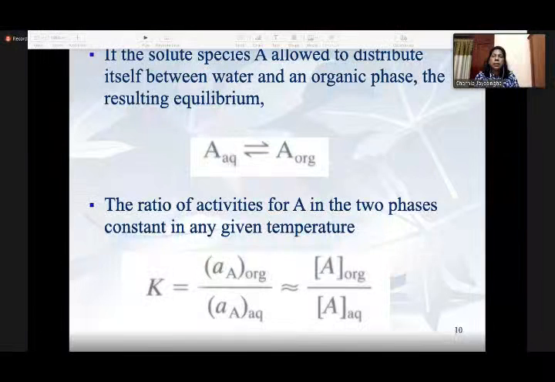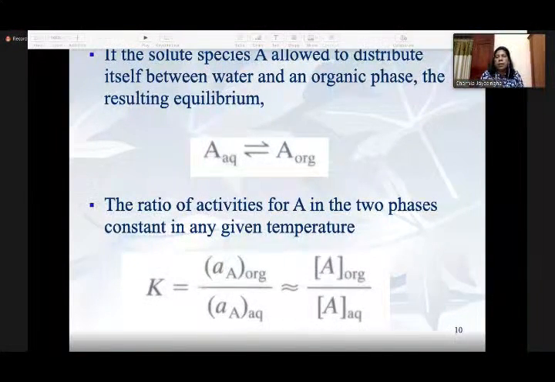If the solute species A is allowed to distribute itself between water and an organic phase, the resulting equilibrium means once they come to the equilibrium level, the species A in the aqueous phase and the species A in the organic phase are not the same, but whichever phase it likes to go to, it is there in the greater amount.